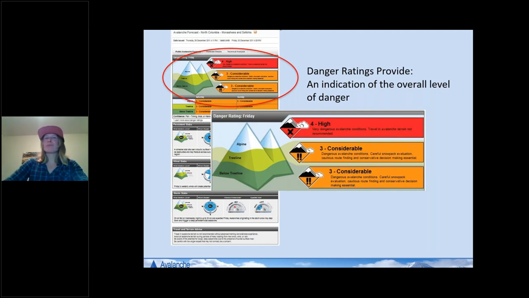So with high, we're looking at very dangerous avalanche conditions. Travel in avalanche terrain is not recommended. Dangerous conditions exist with considerable careful snowpack evaluation, cautious route finding, conservative decision making, all of that. So we're going to go through a bunch of different hazard ratings throughout these scenarios and apply them to the terrain.